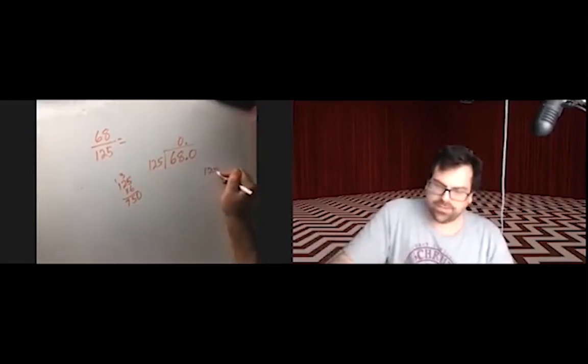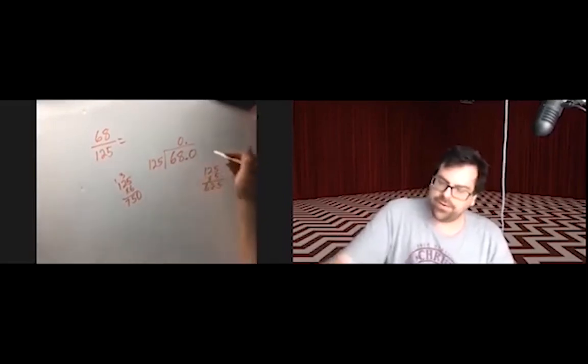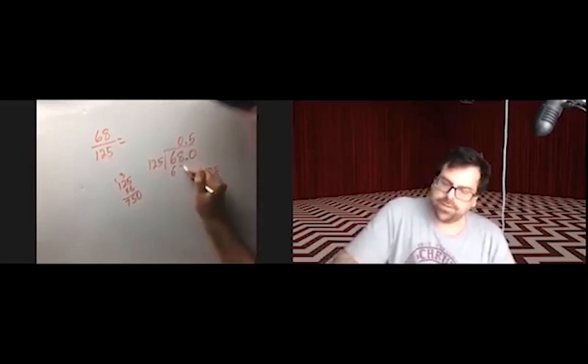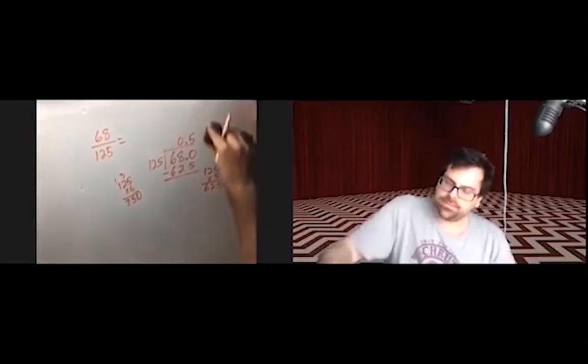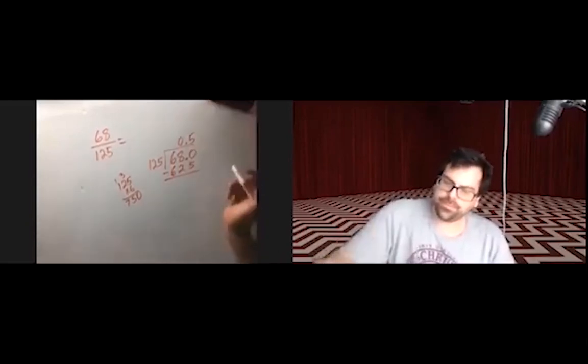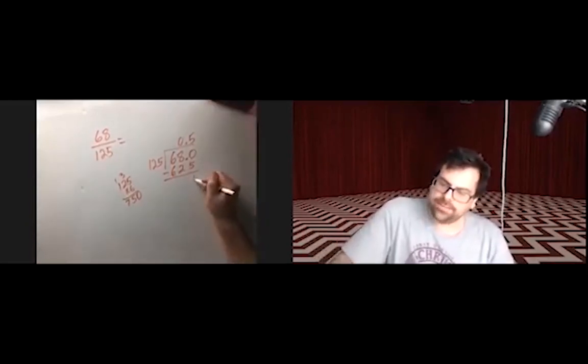How about 125 times 5? Carry the 2, the 1, 625. That'll do it. We continue. Subtracting.